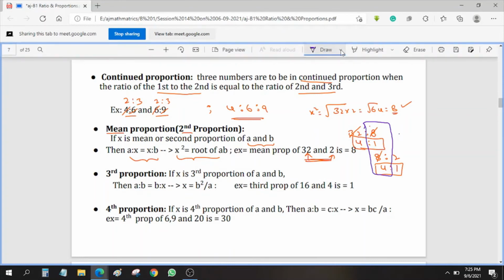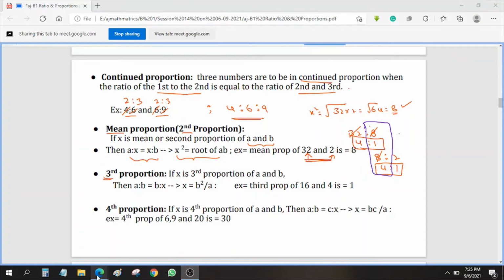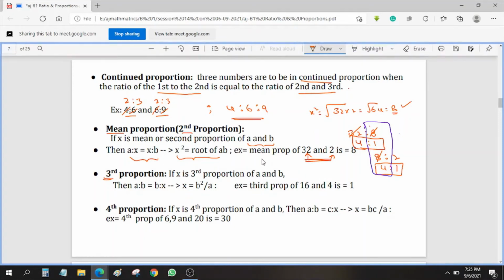Now when it comes to the third proportion, what is it? If x is the third proportion of a and b, then a is to b equals b is to x, then x equals b squared by a. This is the actual formula to find it. So you need to remember the mean proportion formula is square root of ab, and the third proportion value is b squared by a.